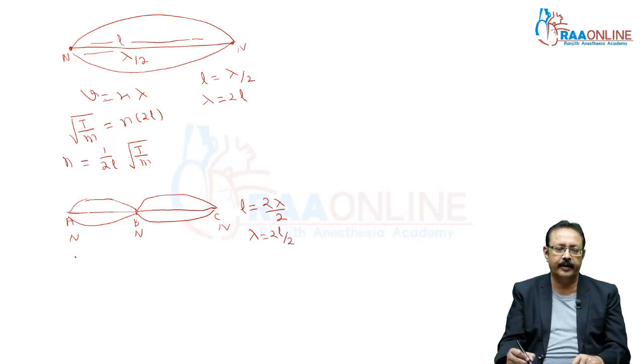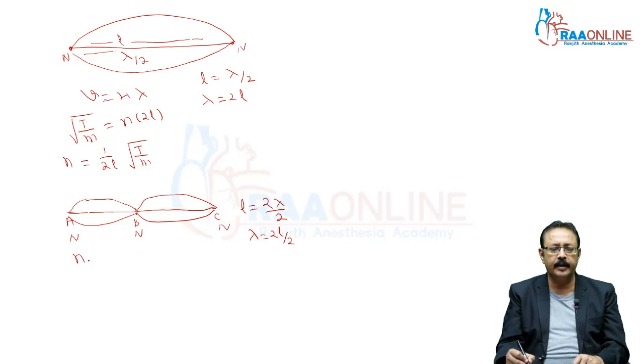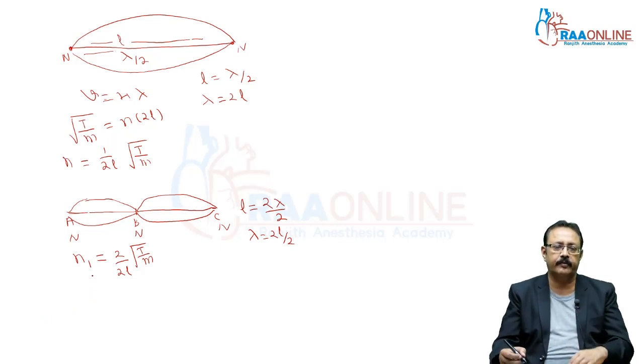You will understand why. So now you will get a sound of frequency N equal to V upon lambda, and V is root T by M, and lambda is 2L by 2. So you will get 2 upon 2L, root T by M. This is just the next frequency which you can get from this sonometer wire.